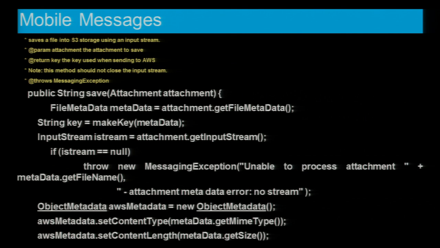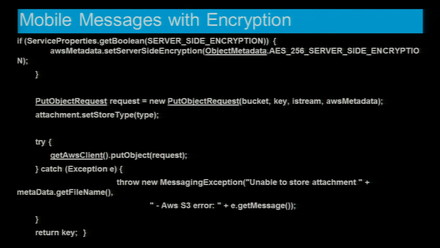That's a piece of code example, again, for our mobile messaging. So you can see we are using the getFile metadata method in order to put the relevant attachment based on the file. And another thing that we are using is we are encrypting each of the attachments.